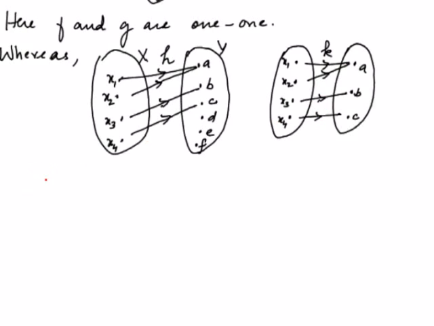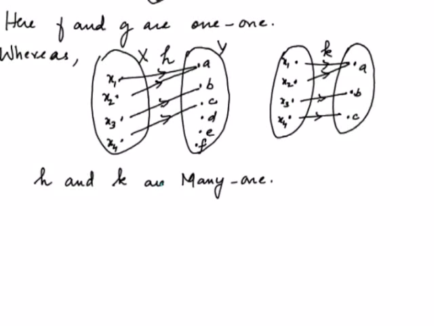Now consider yet another situation of X and Y. We name this relation as k. x1, x2, x3 and x4 belong to capital X, and small a, b, c belong to capital Y. Here x1 and x2 are related to small a, x3 is related to small b and x4 is related to small c. Observe that there are two elements being related to an element in Y. So h and k are many to one functions.